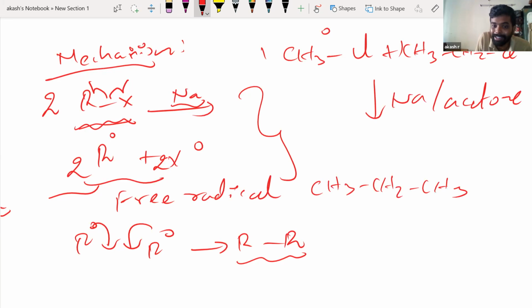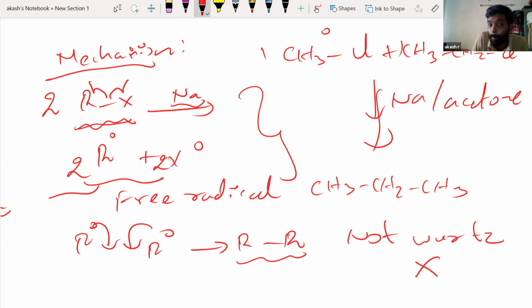But remember, this is not Wood's reaction. No. This is not Wood's. This is possible, okay? This is completely possible, right? But this we cannot call it as Wood's reaction. In Wood's reaction, I have to use 2 moles of RX, same compound, right? But if you want an odd number of carbon atoms, you can take 2 different alkyl halides and do the modified Wood's reaction and then get odd number of carbon atoms. That is okay, but we cannot call it as Wood's.